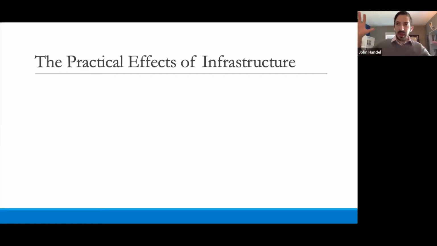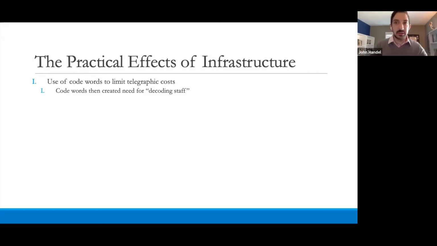So rather than being abstract preconditions of arbitrage, these shaped the everyday practice of it. For one, because telegraphy was expensive, especially transatlantic telegraphy or telegraphy between Britain and Europe, arbitrage firms used code words extensively. And when you use code words to conduct your financial transactions, you need staff who are adept at quickly decoding messages. So they developed a special decoding staff.